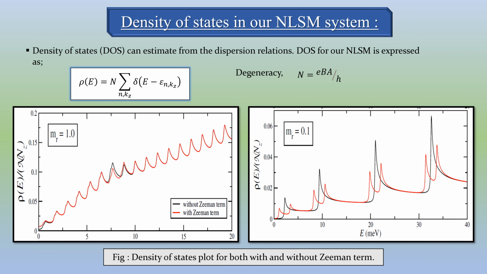The density of states with and without the Zeeman term is shown here. We obtain the density of states from the basic definitions. One can notice that the peak in the density of states almost retains its peak position as the Zeeman term is tuned for the ratio of effective mass to electronic mass, that is MR here, equal to unity, but it becomes differentiable for smaller ratios as shown in the figure.